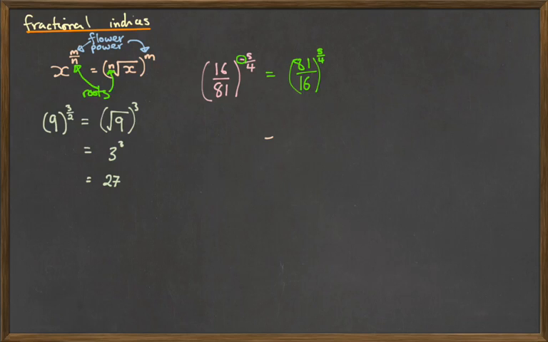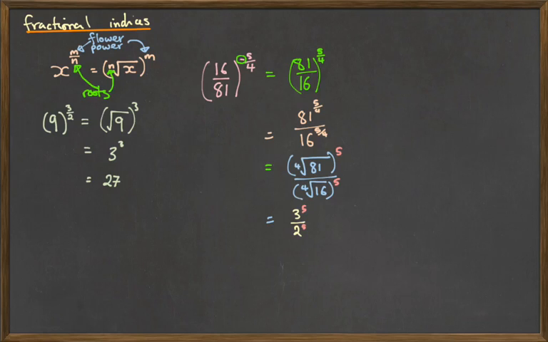So 81 over 16 to the power of 5 over 4 is 81 to the power of 5 over 4 divided by 16 to the power of 5 over 4. 81 to the power of 5 over 4 is the fourth root of 81 to the power of 5, divided by the fourth root of 16 to the power of 5. The fourth root of 81 is 3, and the fourth root of 16 is 2. So we end up with 3 to the power of 5 divided by 2 to the power of 5.